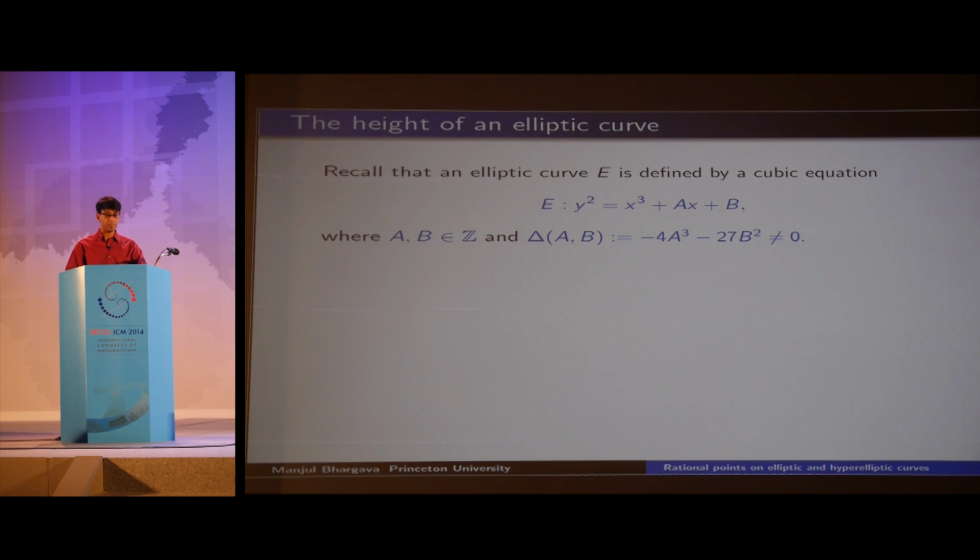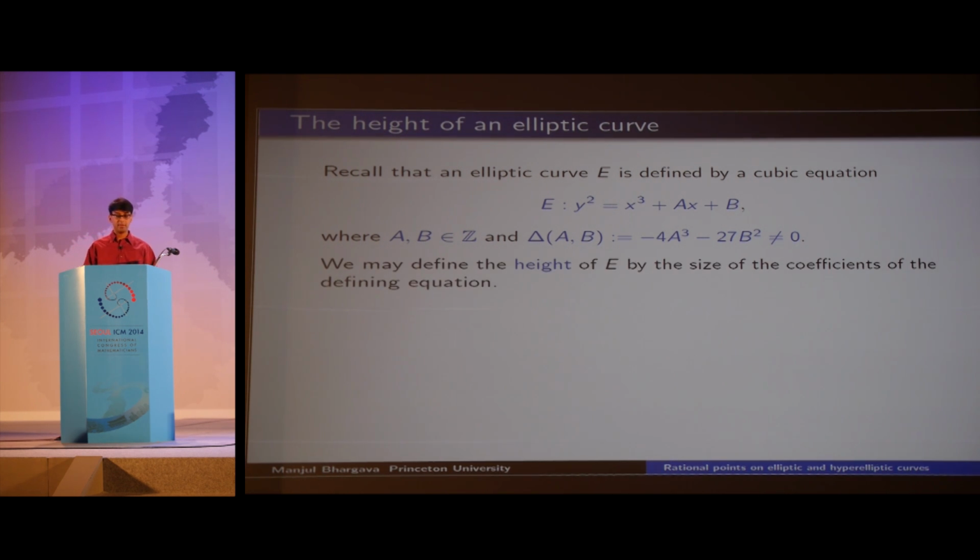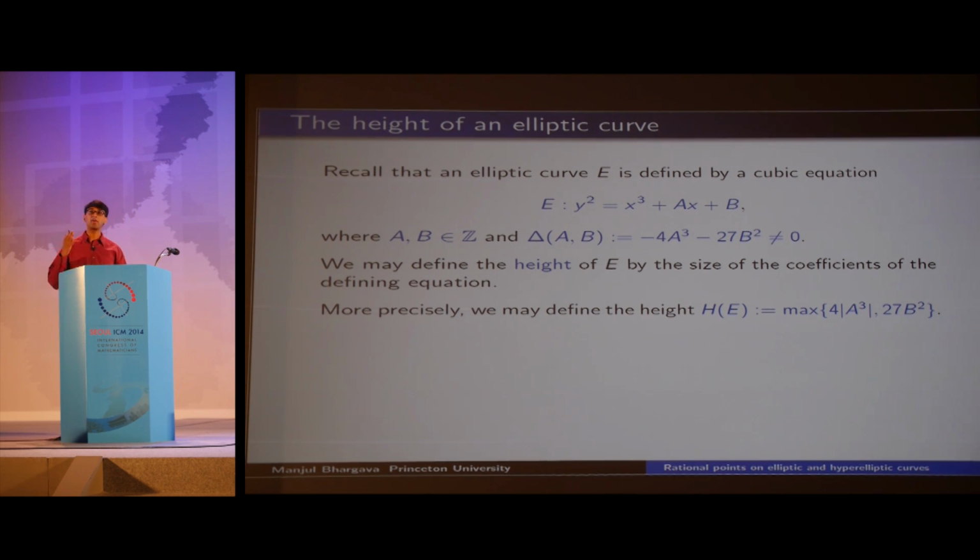Okay, so any elliptic curve can be written in that form over Q. And so we can define the height of E by the size of the coefficients of the defining equation. So more precisely, we define the height, h of E, to be the maximum of 4a cubed and 27b squared, in absolute value. In other words, the maximum of the absolute values of the two terms in the discriminant. The reason we don't define it just as the maximum of the absolute values of a and b is that it's natural to compare a cubed and b squared. These constants 4 and 27 are not particularly important. They don't really change anything that I'm going to say. But they lead to prettier formulas because they're the two terms in the discriminant.